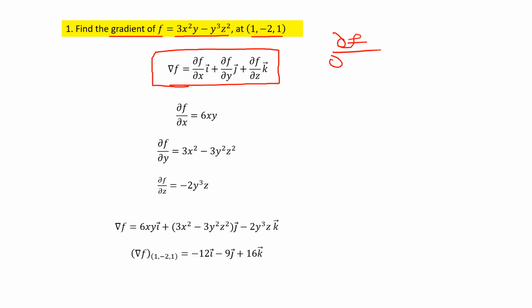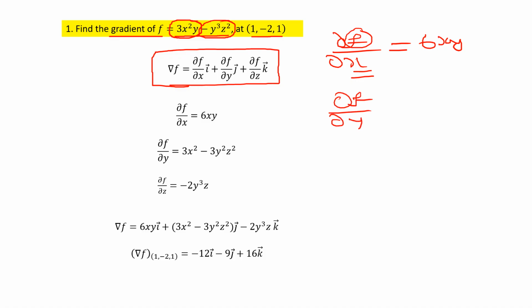So first I have to find dou f by dou x. What is the meaning of dou f by dou x? Take the function, do the partial derivative with respect to x. So if I differentiate the first term with respect to x, that will give you 6xy. In the second term, there is no x, it will be 0.